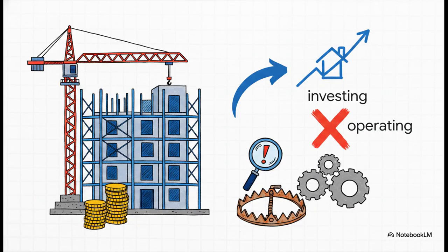Now, what's really interesting about this slide is a major hidden trap. Capitalized interest on construction. People so often misclassify this as operating. It's actually not. It directly follows the qualifying asset under ASC 835-20. Because the asset you're building is an investment, the capitalized interest is an investing outflow. If you miss this, you are literally artificially inflating your operating cash flows, and auditors will absolutely catch that.